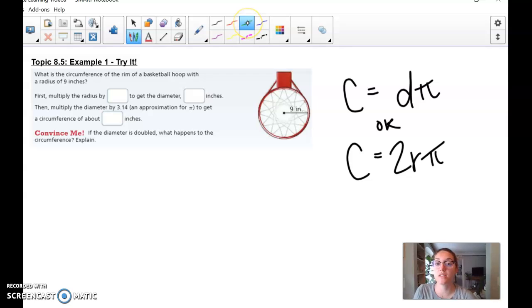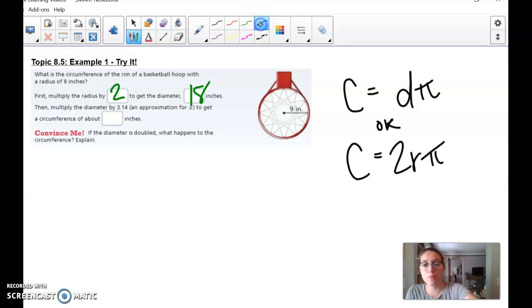So now this problem is giving us steps of what we can start doing in order to figure this problem out. It says first multiply the radius by blank in order to get the diameter. So we're multiplying our radius by 2. The diameter is twice the length of the radius. First multiply the radius by 2 to get the diameter, blank inches. If I multiply 9 by 2, I get 18 as my diameter. And then multiply the diameter by 3.14, an approximation for pi, to get the circumference of about blank inches.